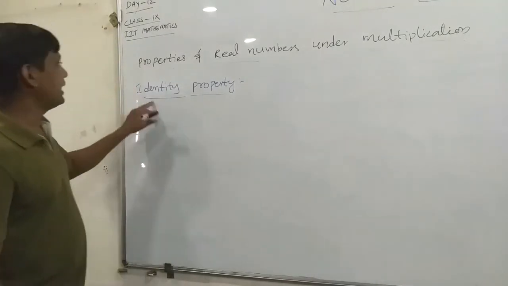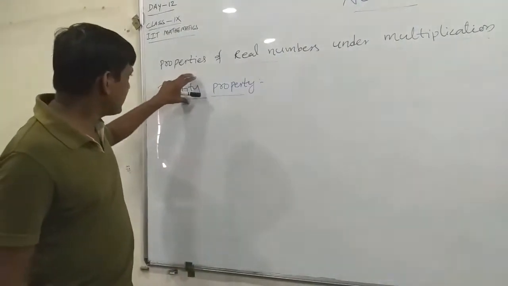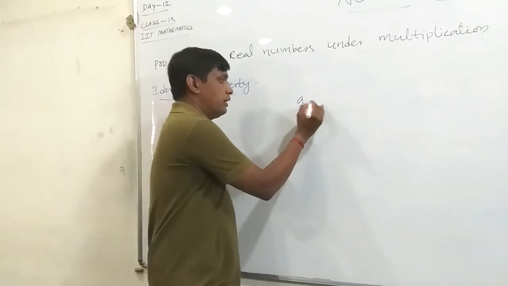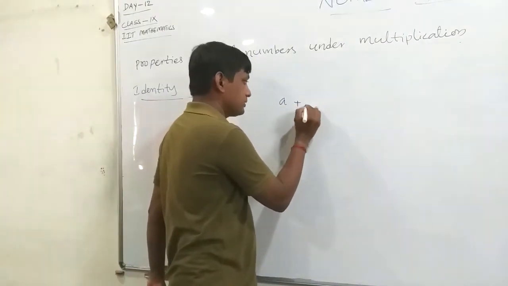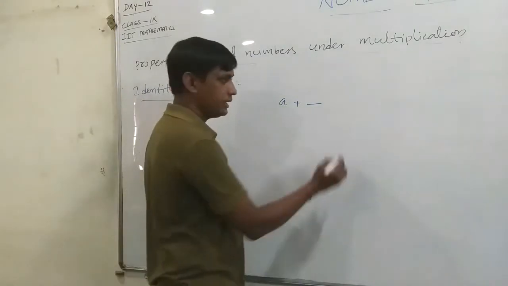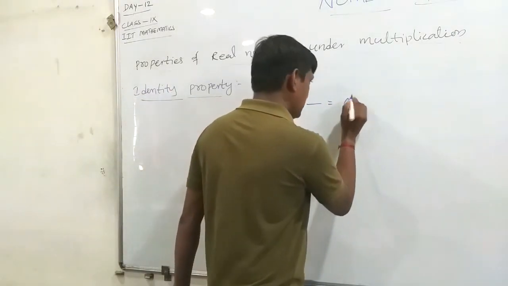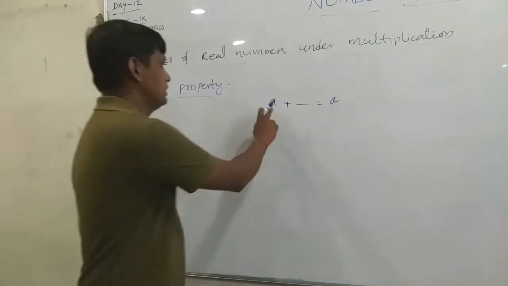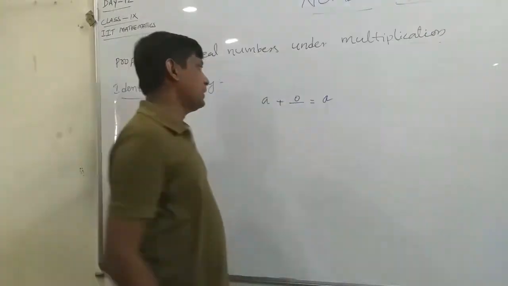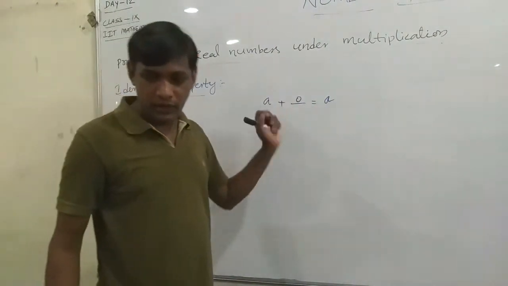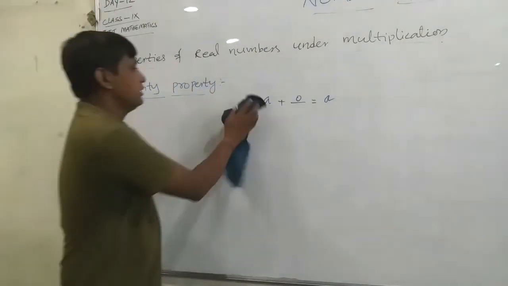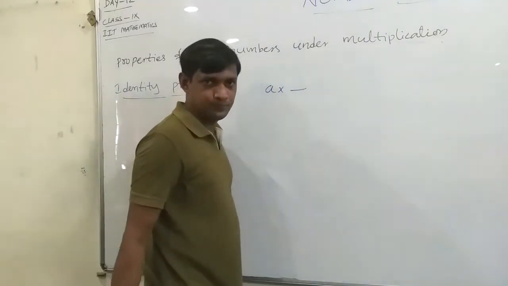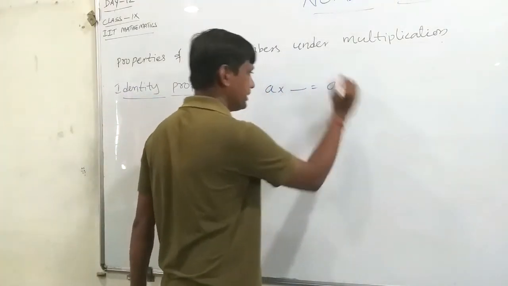Children, next property is identity property. This property already we discussed in addition. So there we have taken when I am taking one number and I am adding another number, then I have to get the value is same. Okay. So in addition I need to add 0. We already know that 0 is the additive identity. Now in multiplication the same I am going to take. A should be multiplied with some number. Then I need to get the same number here.